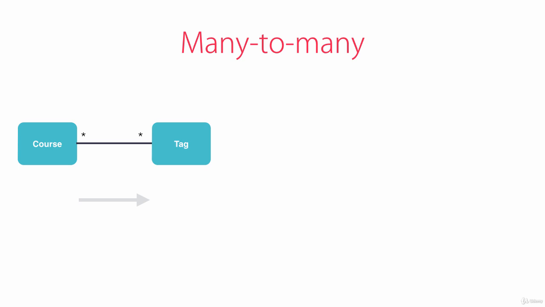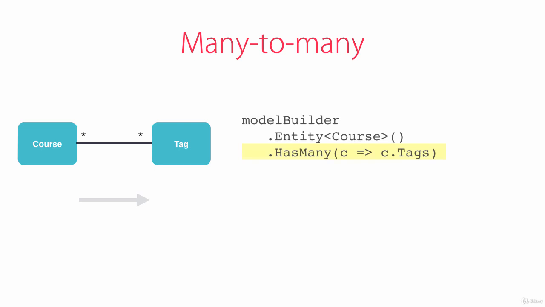So starting from Course, first we need a reference to the Course entity. So we use modelBuilder.Entity of Course, and then we call HasMany method because a course can have multiple tags. And the lambda expression you see here specifies the name of the navigation property in the Course class.